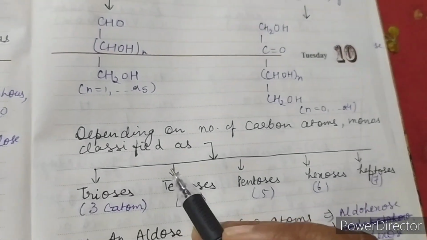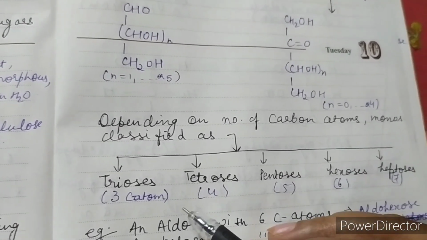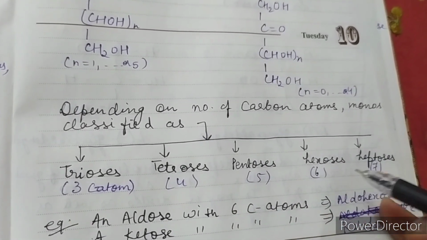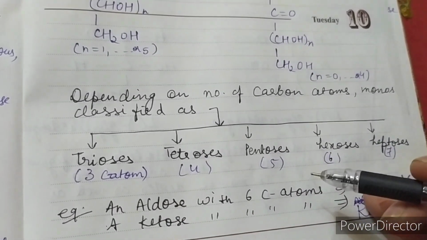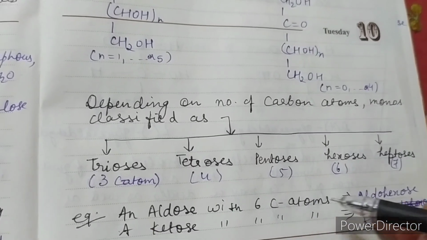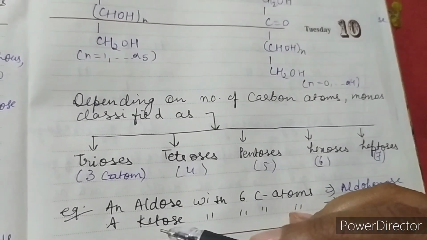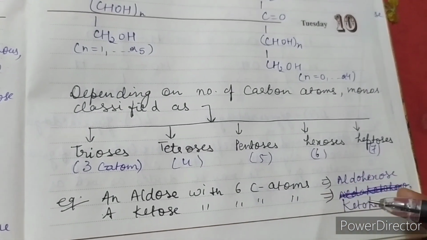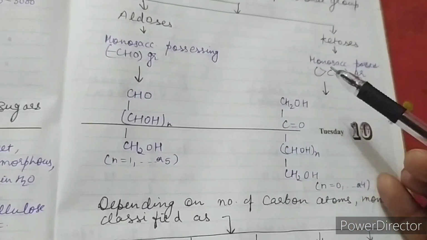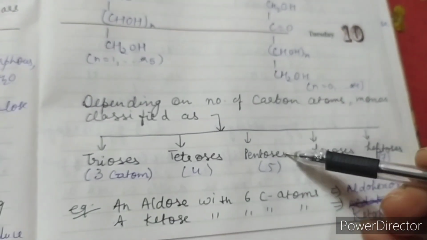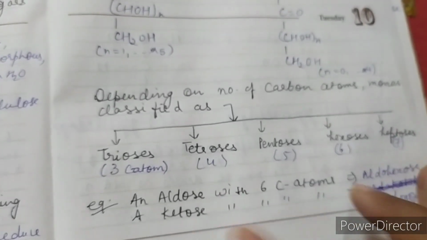Now the second classification is based on the number of carbon atoms. Monosaccharides are classified as trioses, tetroses, pentoses, hexoses and heptoses if there are 3, 4, 5, 6 or 7 carbon atoms. Now if there is an aldose with 6 carbon atoms, you will write the name as aldohexose. If there is a ketose with 6 carbon atoms, you will write ketohexose. So depending on the presence of aldehydic and ketonic groups and the number of carbon atoms present, we can easily write the name of the monosaccharides.